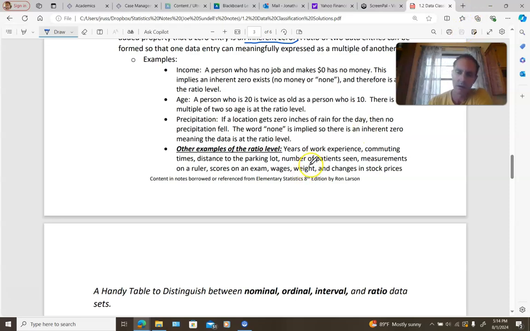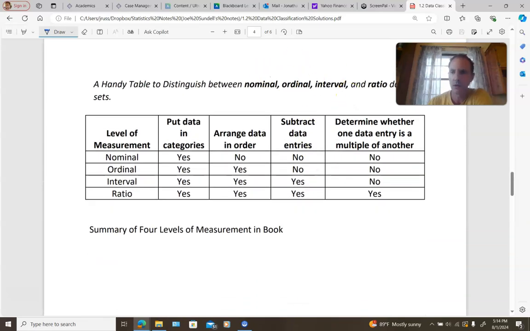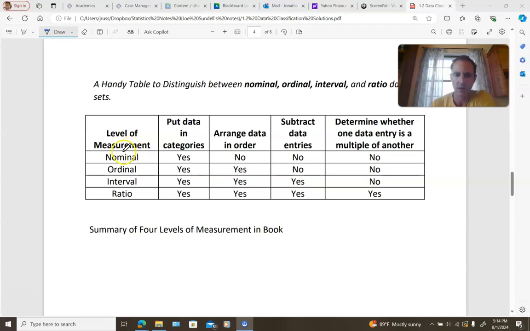All right. And here's a little table that you guys can reference. So you can see here that at the nominal level of measurement, really the only thing you can do is put the data in categories. You can't really order it, you can't really subtract it.